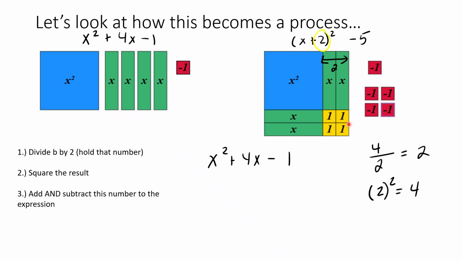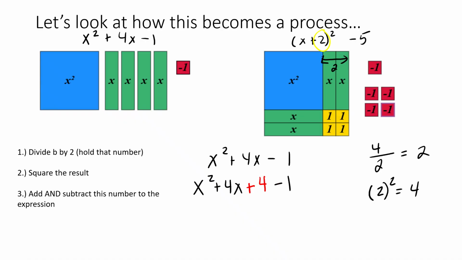So I'm going to need to add 4 into this position to make the square complete. So here's what it looks like algebraically. We're going to add and subtract that number. So right here next to the 4x, I'm going to change up the colors so we can see it. I am going to add 4.